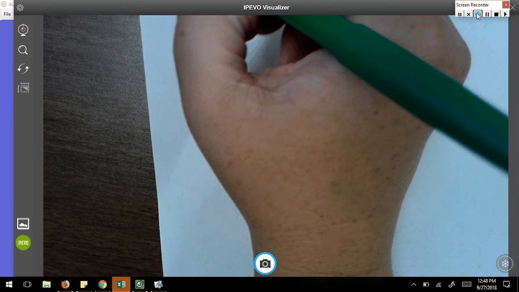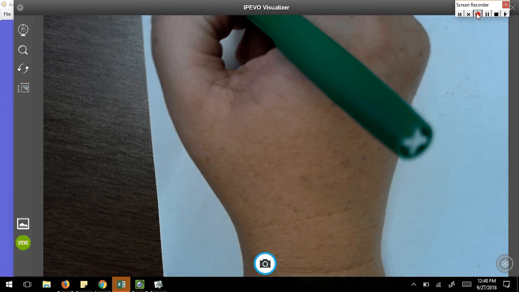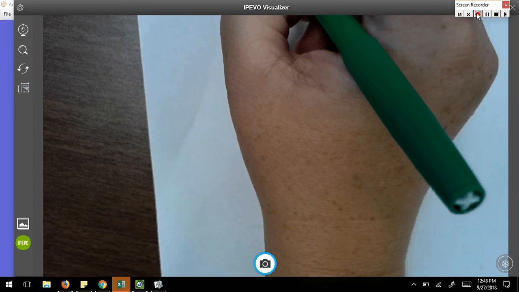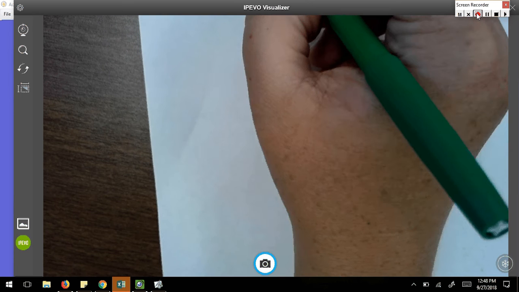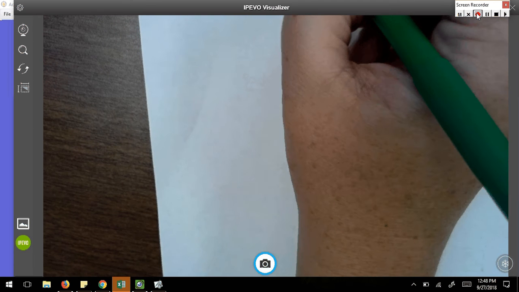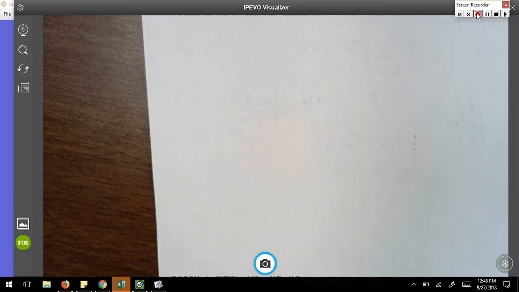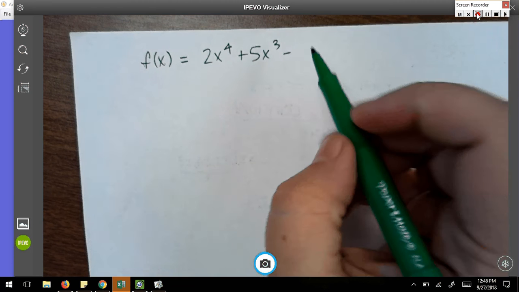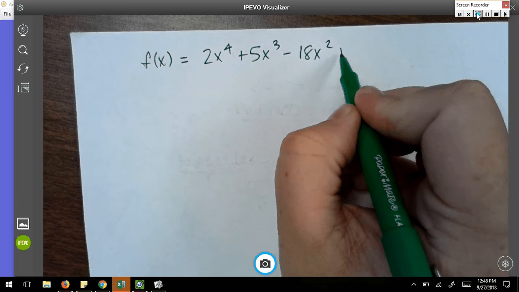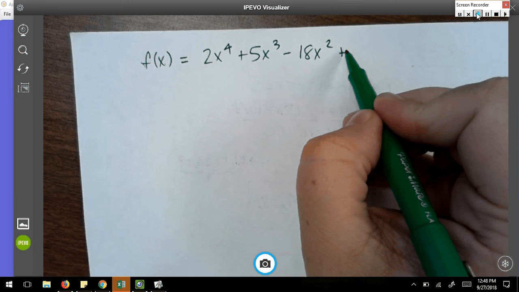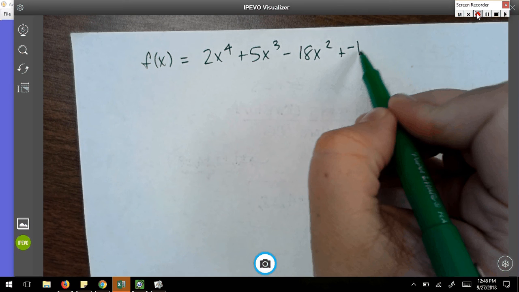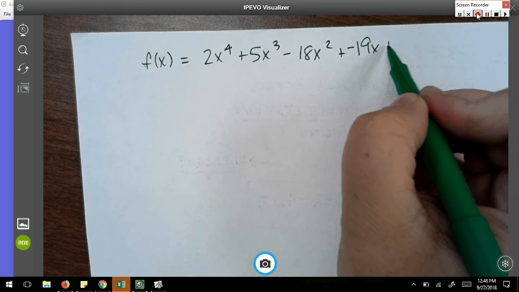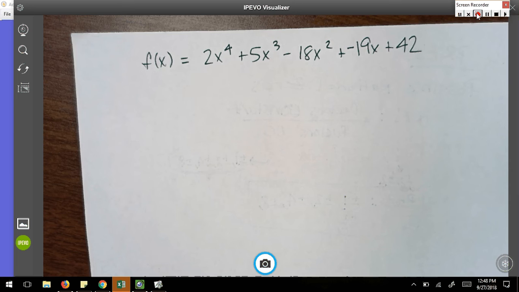Let's do a hard one. 2x to the 4th plus 5x cubed minus 18x squared, minus negative 19x plus 42. How many zeros should I get for this one?